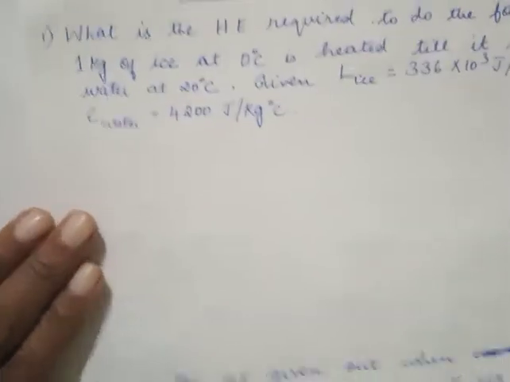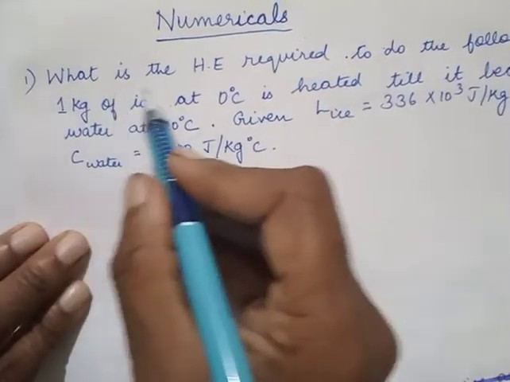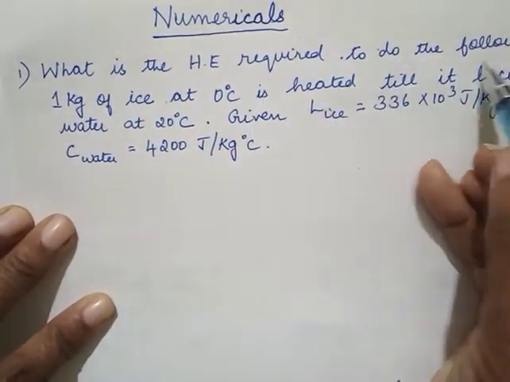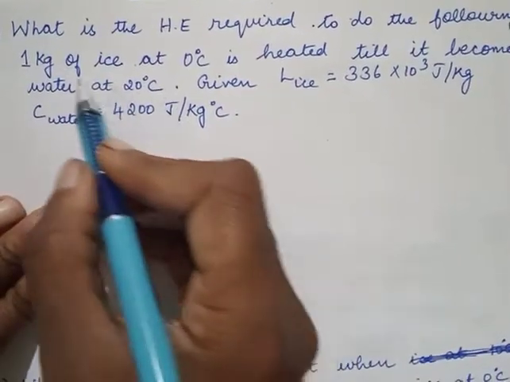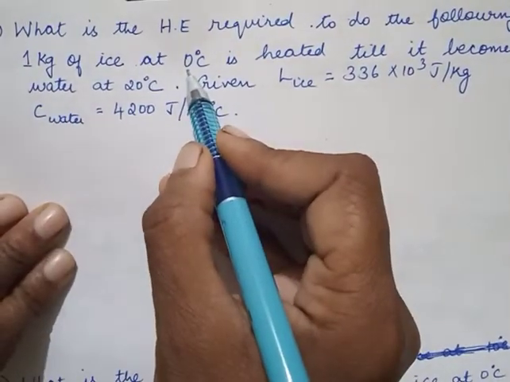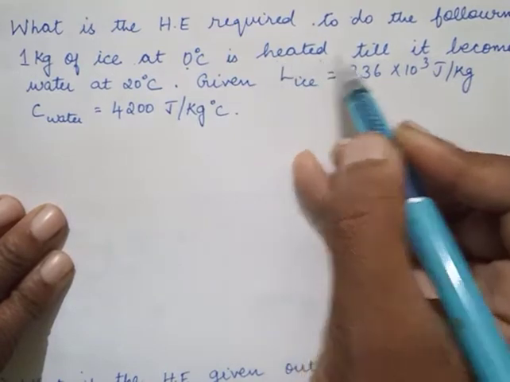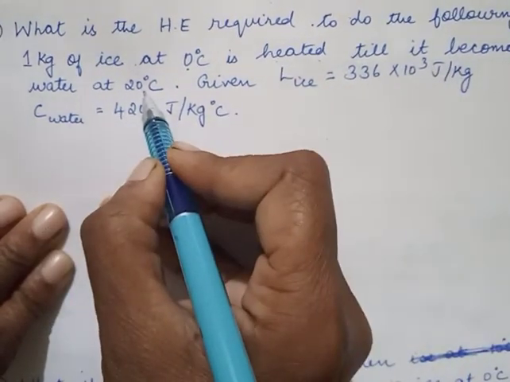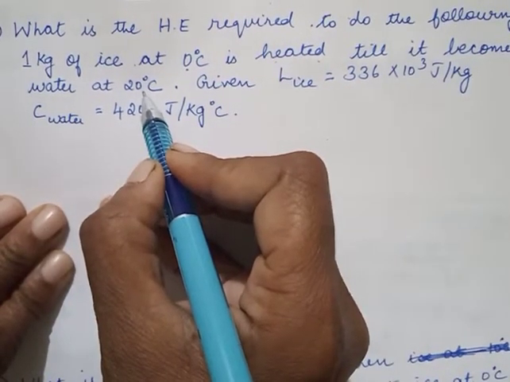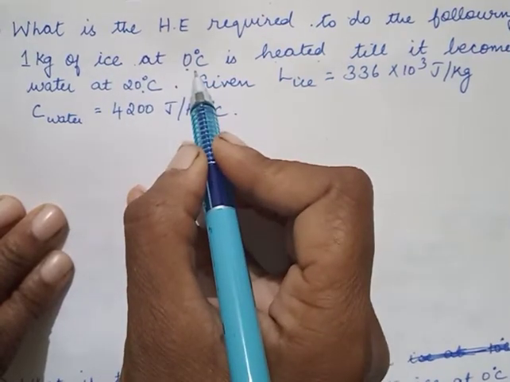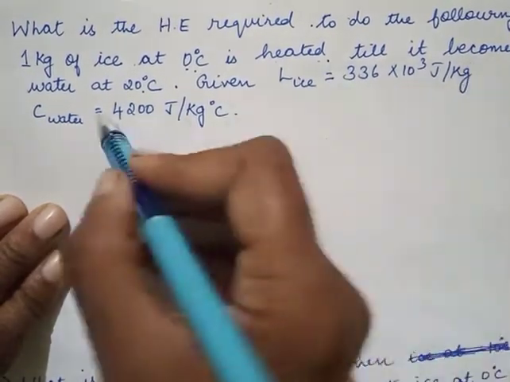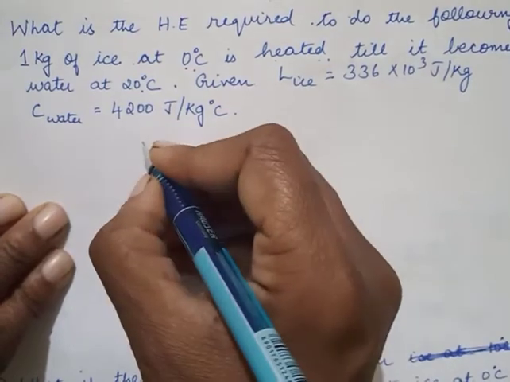Now we'll start with the numericals. First, I've started with very simple numericals. What is the heat energy required for the following? 1 kg of ice at 0 degrees Celsius is heated till it becomes water at 20 degrees Celsius.